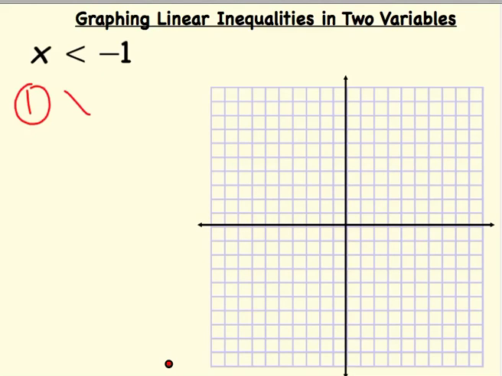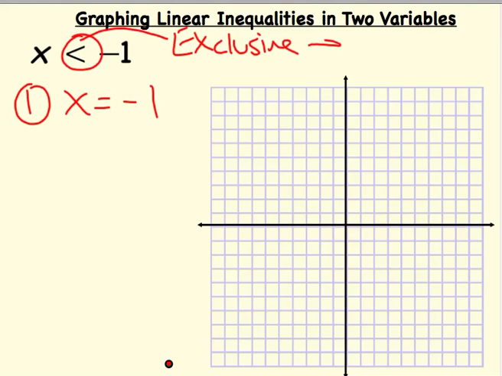Step 1, we're going to graph the line x equals -1. That is a line going through the x-axis, so therefore it has to be a vertical line. This one, notice, is exclusive. An exclusive line is supposed to be dashed.